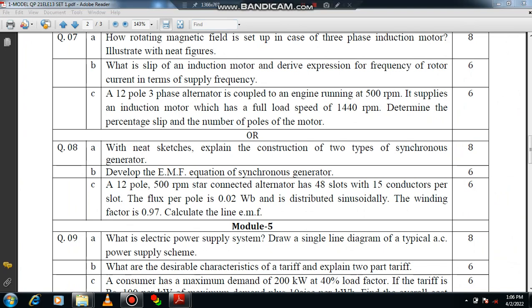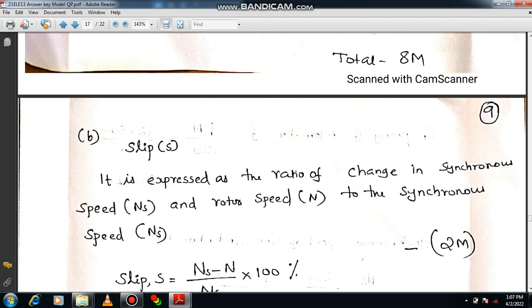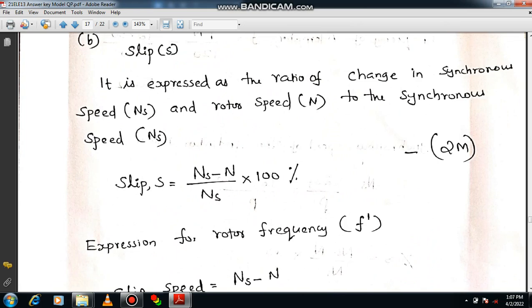The next question is a very important topic, that is slip. What is slip? Derive an expression for rotor frequency. Both are quite simple. Let us see how I have prepared the answer key. You are supposed to write the definition of slip with the relevant mathematical equation like this. You will get 2 marks.